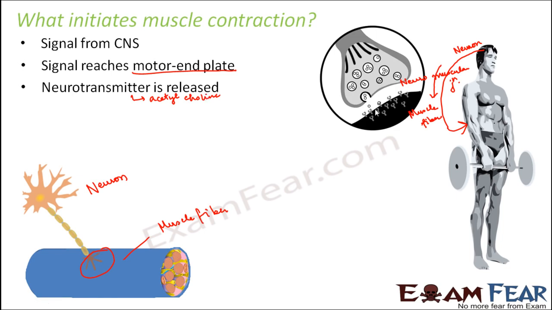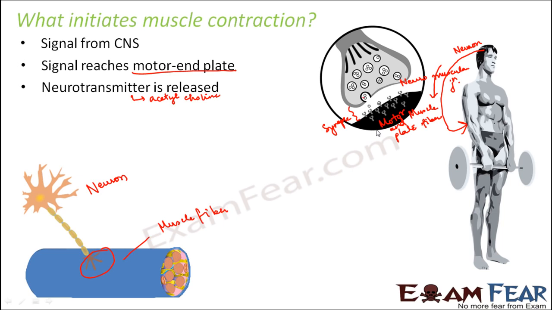Now just look at this picture. This is a magnified picture of this junction. So here this is the neuromuscular junction or the motor end plate, and this is the tip of the axon. This region is the synapse. You remember we spoke about all these things when we talked about the nervous system. Now this neuron will send the neurotransmitters called acetylcholine, which will be received by the motor plate or the neuromuscular junction.